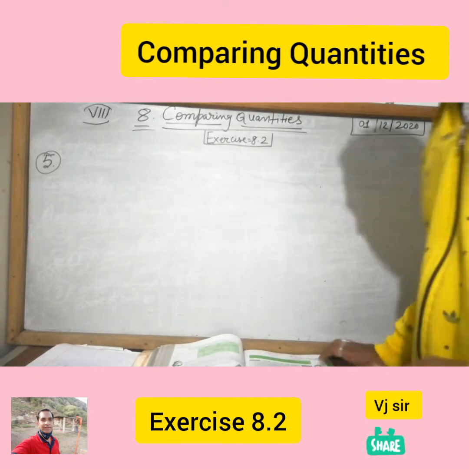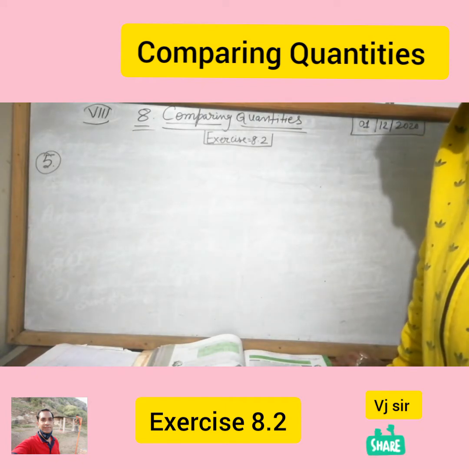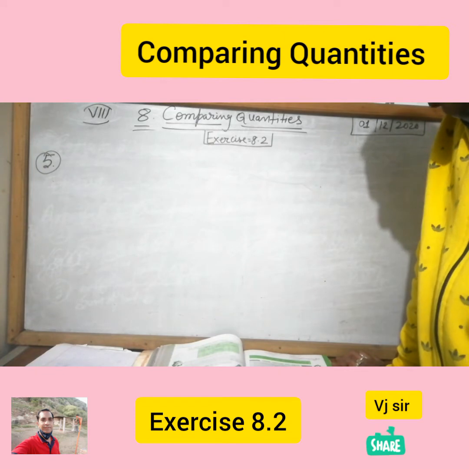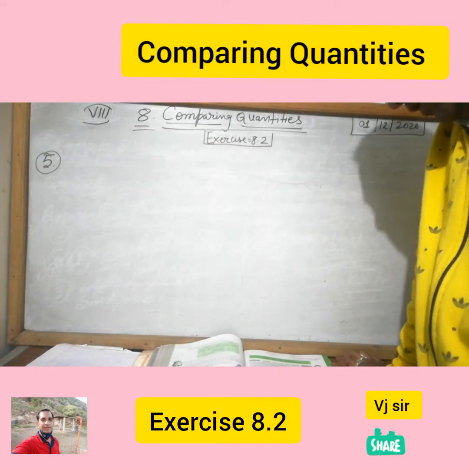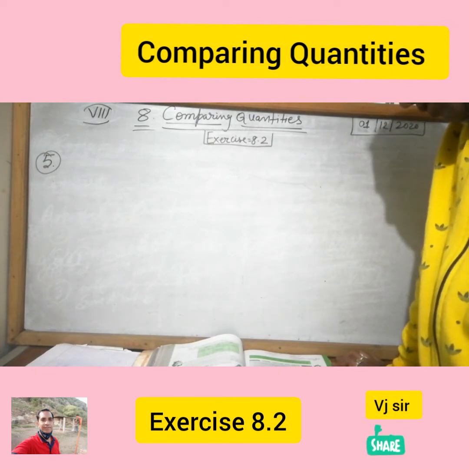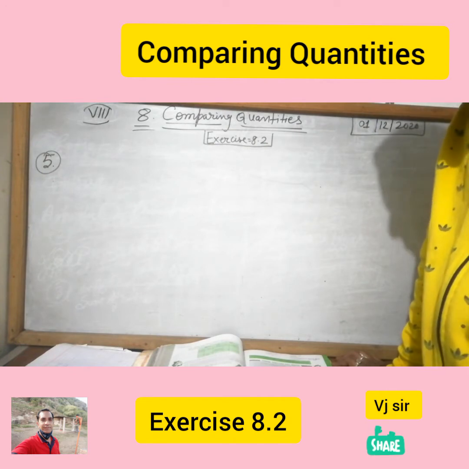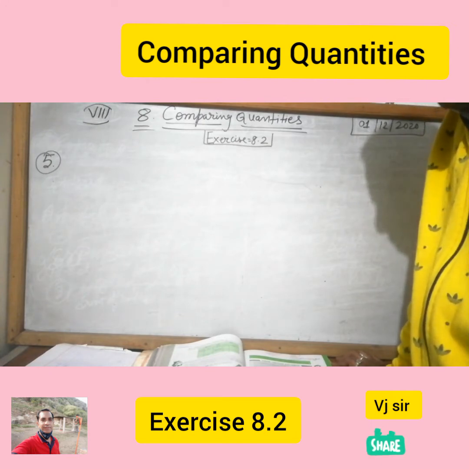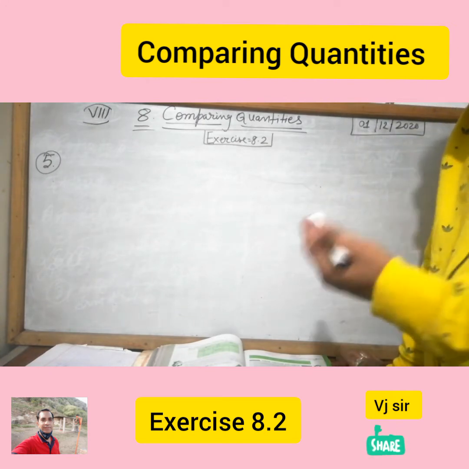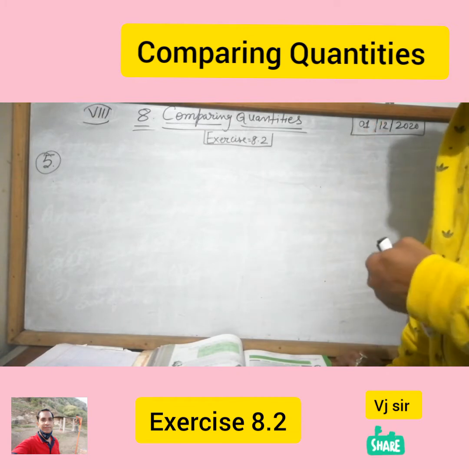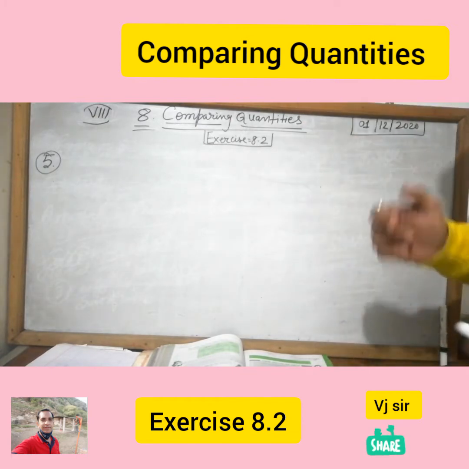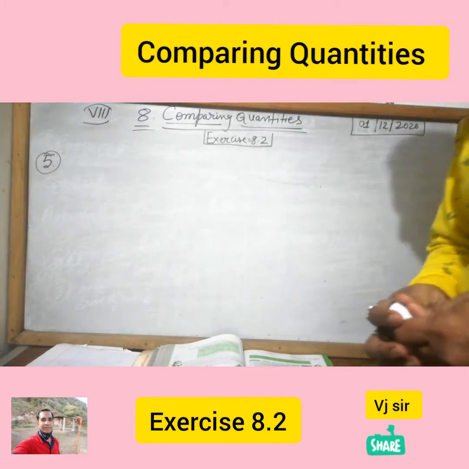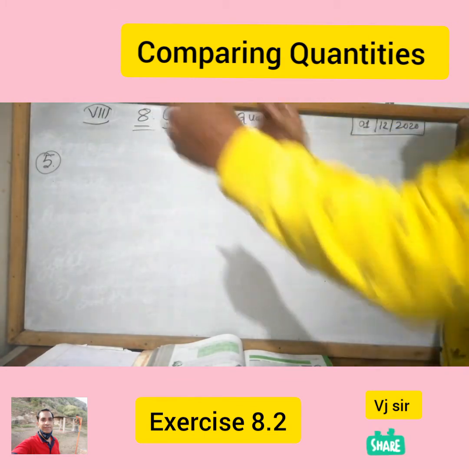We are going to solve exercise 8.2, and the questions are on the basis of comparison of quantities. In this exercise, we have solved some questions on the basis of increasing and decreasing or discount. So we move to question number 5 without wasting any time.